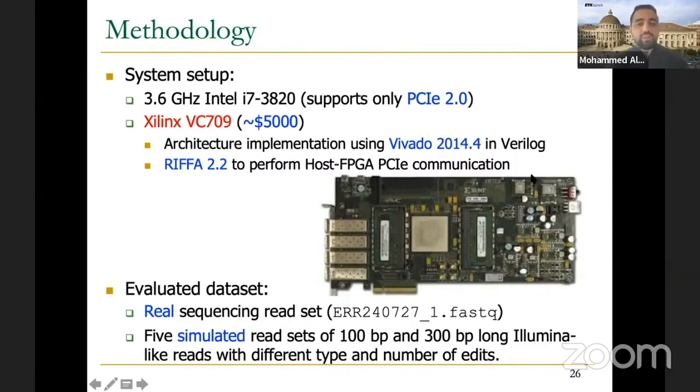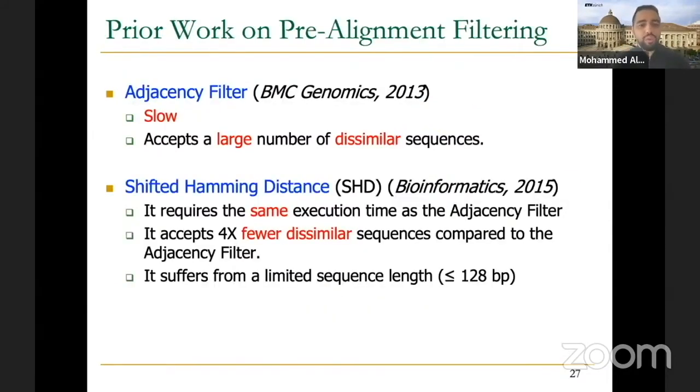VC709. It cost about $5,000 to get this in that time. I'm not sure about the price these days. We do the comparison with adjacency filtering and shifted Hamming distance, the original algorithm.